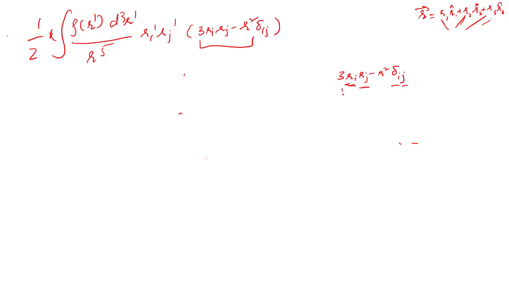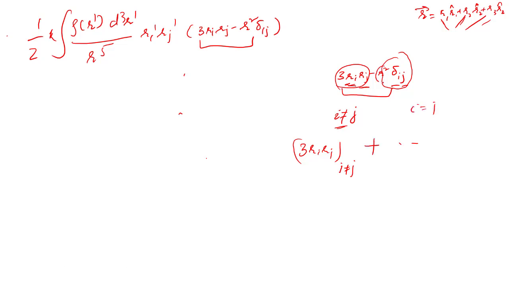So if I sum it over, essentially, if I look at terms where i is not equal to j, then you can see that the second term is essentially 0 when i is not equal to j. So then I can write this as 3 r_i r_j when i is not equal to j, plus when i is equal to j, I get an extra term of minus r squared. So then, for terms where i is equal to j, I would have 3 times r_i squared minus r squared.